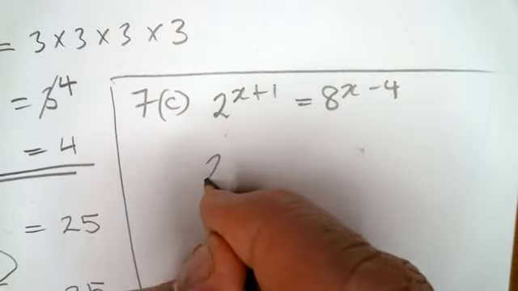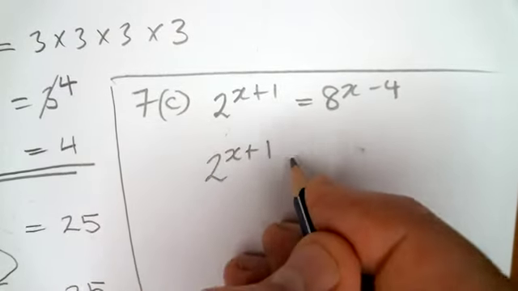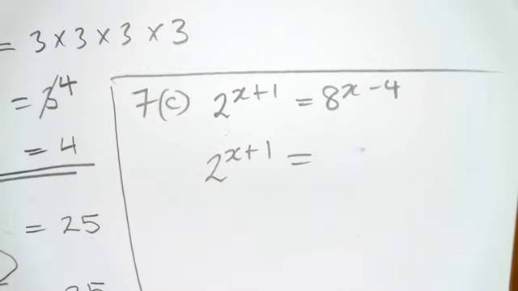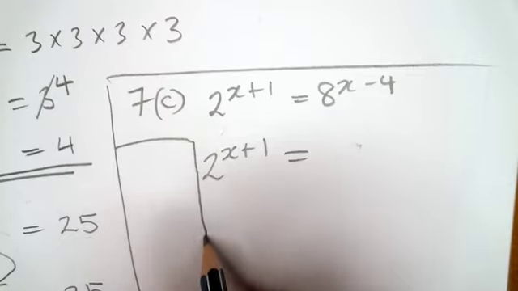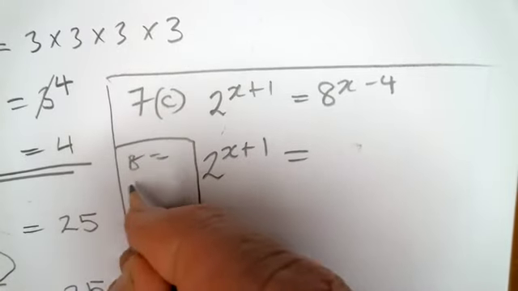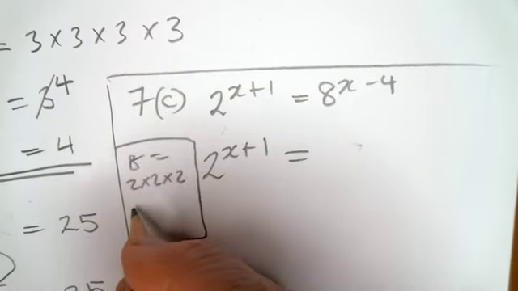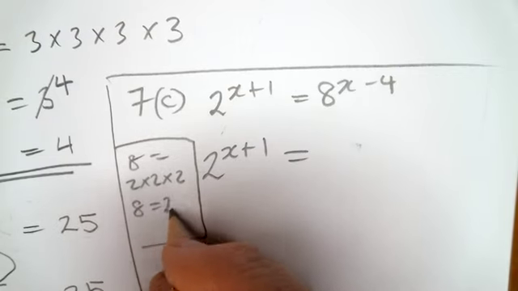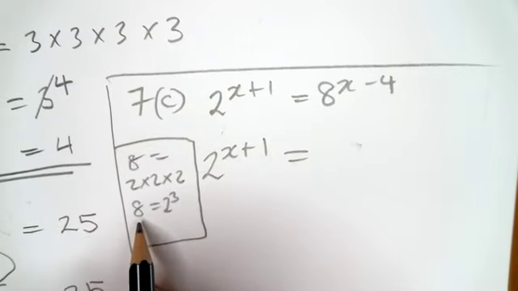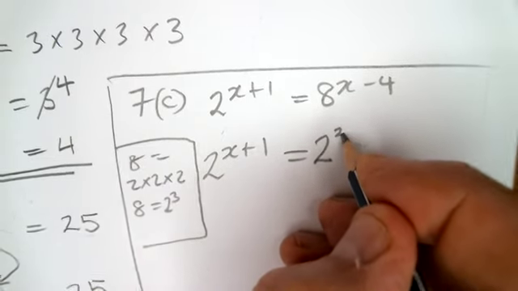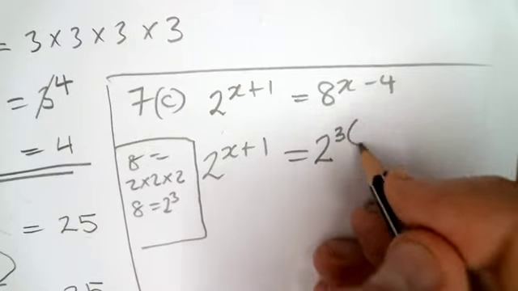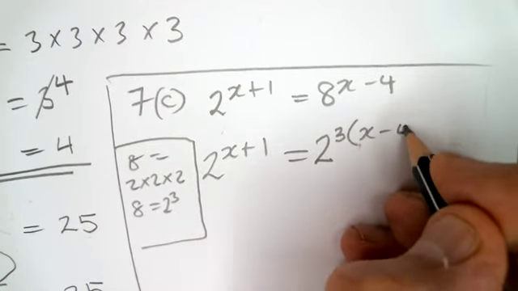So let's rewrite this one. I'm going to keep 2 as my base on one side. But I'm looking at the 8. Well, 8 is actually 2 times 2 times 2. So what is 2 times 2 times 2? I'll just put a little side insert here. 8 is equal to 2 times 2 times 2. In other words, 8 is equal to 2 to the power of 3. So instead of an 8 here, I could just write 2 to the 3. Instead of an 8 here, I could just put 2 to the power of 3. That's 2 to the power of 3 times all of that there, minus 4.